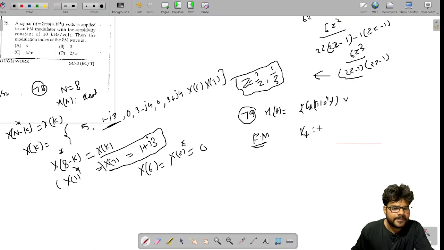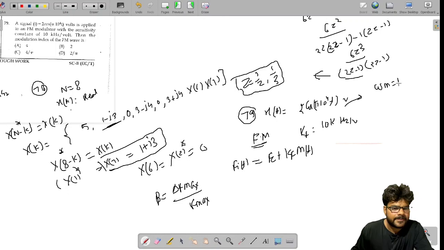So kf we are given 10 kilohertz per volt. So this unit is hertz per volt. Then we can write f_i(t), that is instantaneous frequency, equals fc plus kf m(t). We are asked the modulation index of FM, and we know the modulation index of FM is delta f maximum divided by fm. Omega m equals pi into 10k, so fm you can find from this, this will be 5k.